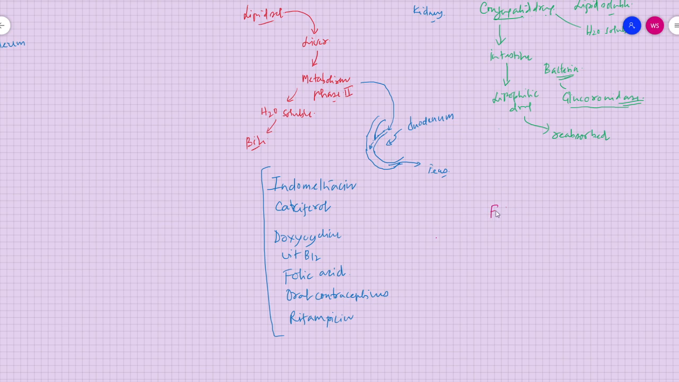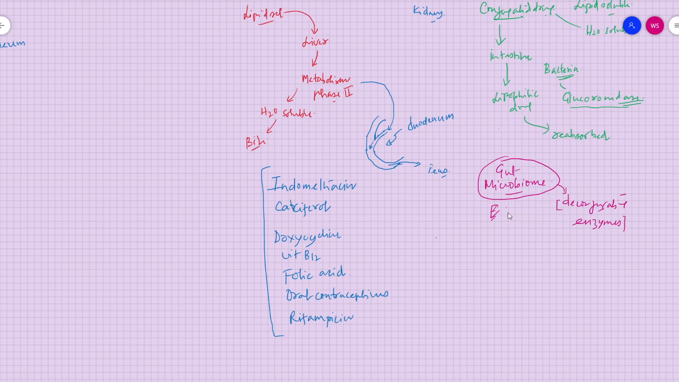The microbiome in the gut. The gut microbiome is the population of bacteria which is normally present in the body, which produces these deconjugating enzymes. Those deconjugating enzymes are basically responsible for most of the enterohepatic recirculation. We are now specifically talking about glucuronidation.